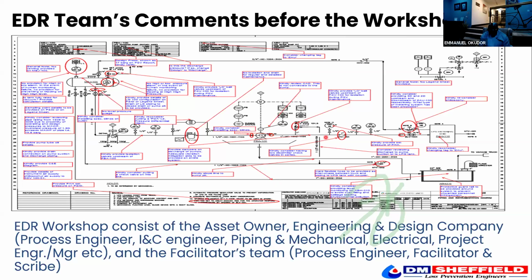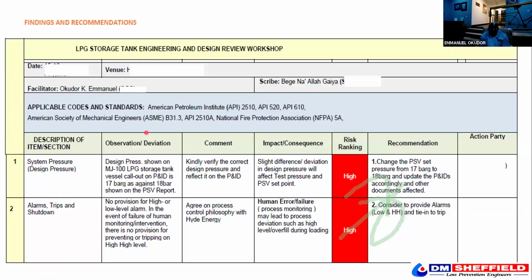So all these things we looked at together, the call out, the basis for design, we all looked at together. So we decided to come up with something like this. I'm just going to take you through one or two. What are the codes and standards? We consider API 2510, which is for LPG, 520 for relief cases, 610, ASME B31.3 for process piping, 2110A for your fire protection system, and so many of it.